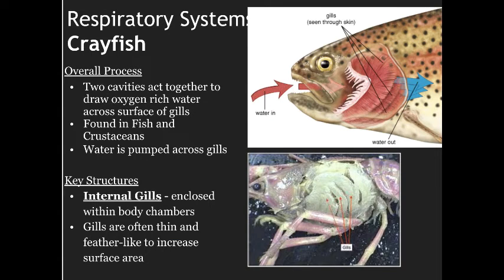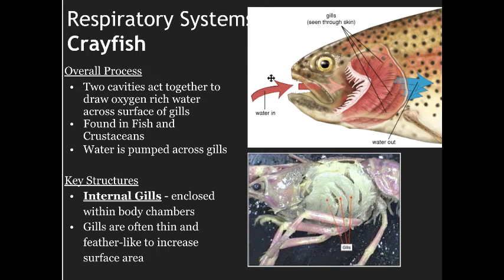More complex structures, we look at crayfish. So crayfish gills would be the next thing, or fish in general have gills. And so we're just going to talk about these gills as a way of breathing. A little more complex than cutaneous respiration or direct diffusion. Basically, the overall process is to take these two cavities, the water outside and the water inside, and just draw that across the gills.